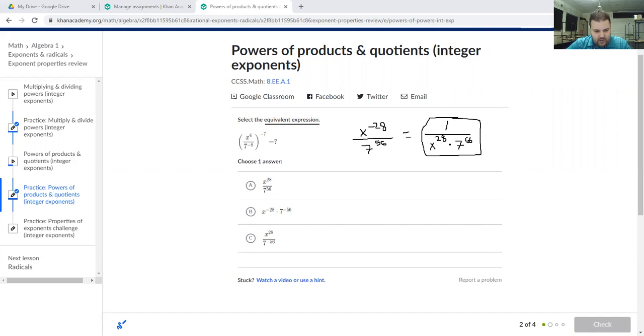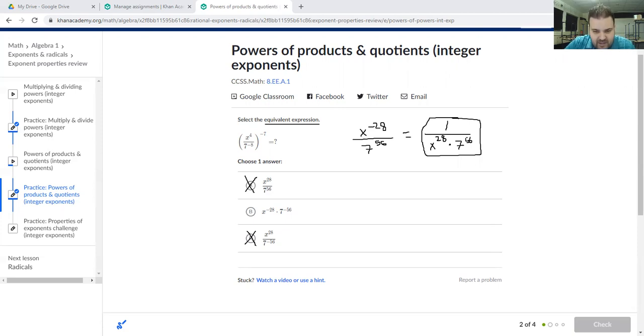Notice how on this one right here, x to the 28th is positive and it's in the numerator. So I know for sure that's wrong, because when it's in the numerator, it's a negative power. So that's definitely wrong. On the bottom, x to the 28th, again, same thing. It's in the numerator. That's no good. So it has to be B. And here's the reason why.